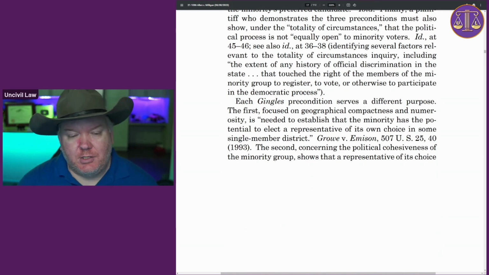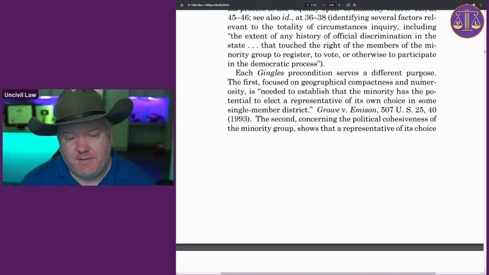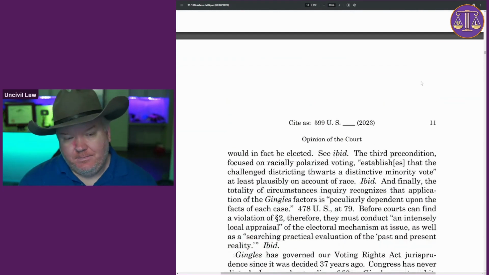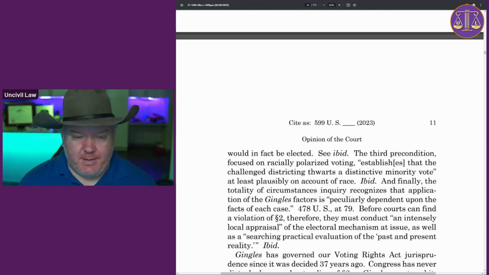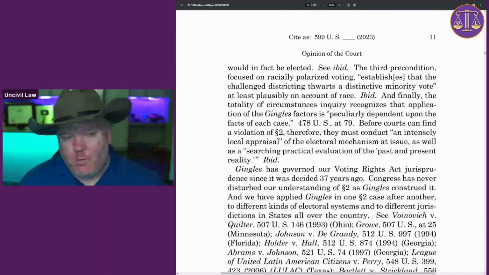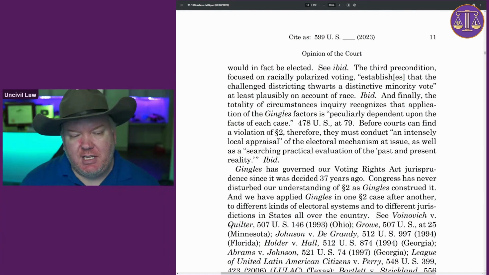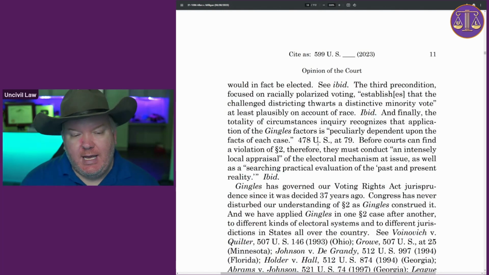The second, concerning the political cohesiveness, shows that representatives of its choice would in fact be elected. So if it doesn't matter, then why are we doing it? The third precondition focuses on racially polarized voting, establishes that the challenged district thwarts a distinctive minority vote, at least plausibly on account of race. And finally, totality of circumstances inquiry recognizes the application of the factors is peculiarly dependent on the facts of each case. Before courts can find a violation, they must conduct an intensive local appraisal of the election mechanism at issue, as well as searching practical evaluation of past and present realities.